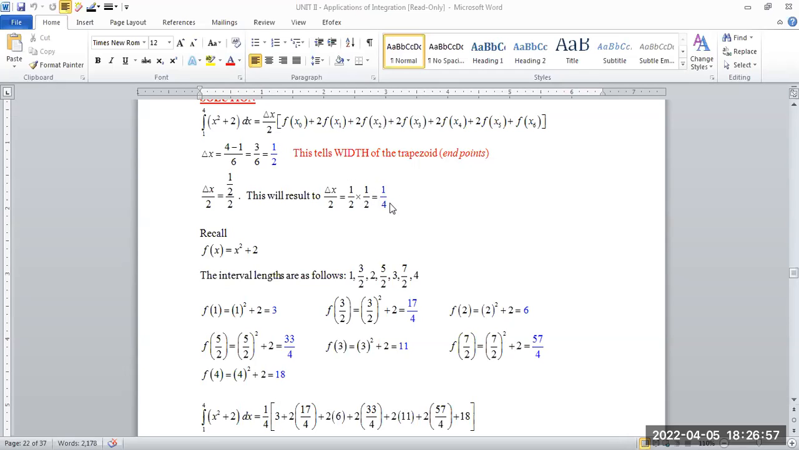So we can get delta x over 2 to be equal to, see right here, 1/2 divided by 2, which is going to result in 1/2 times 1/2 because I'm inverting and multiplying. So I can get 1/4. And 1/4 now, if you jump down here, is what I'm going to put in front of my sum in order to fully evaluate my approximated area.